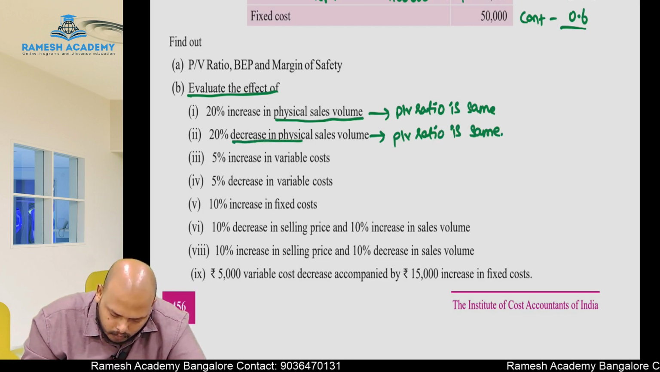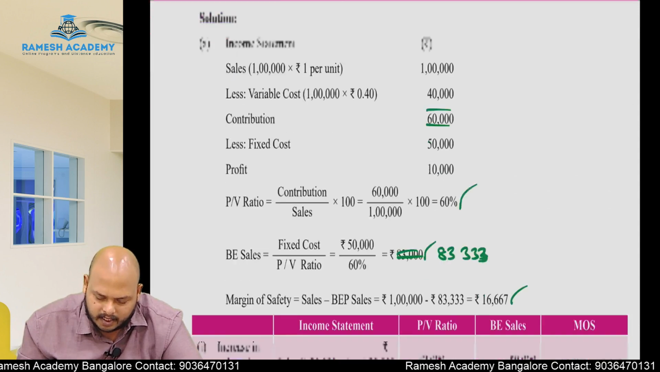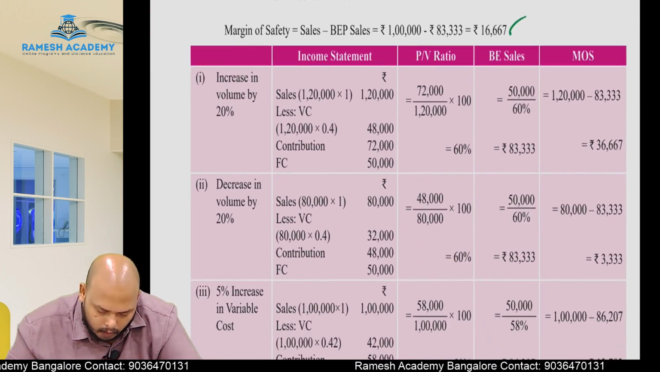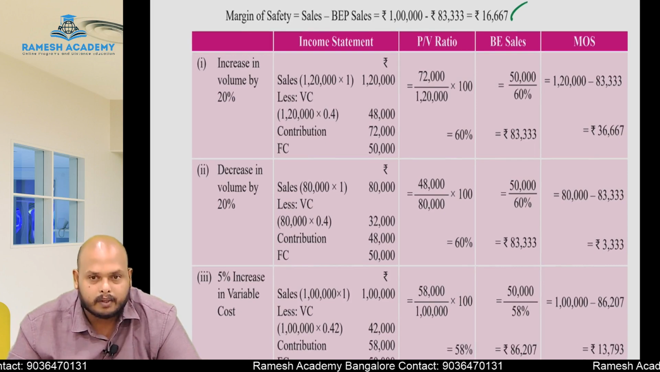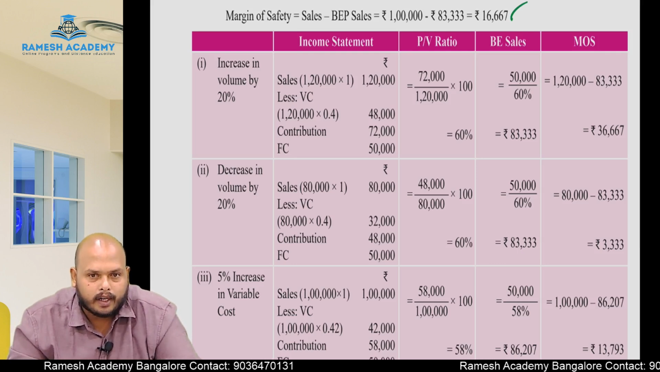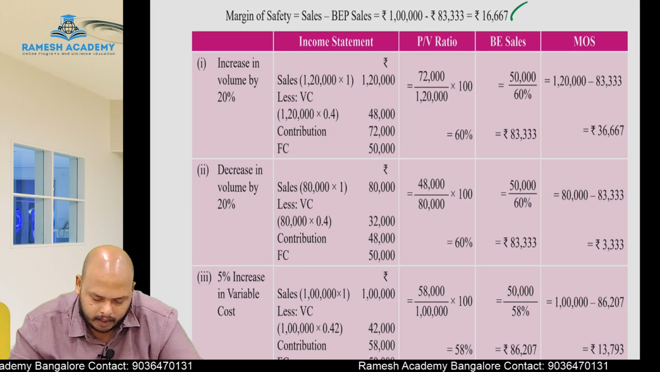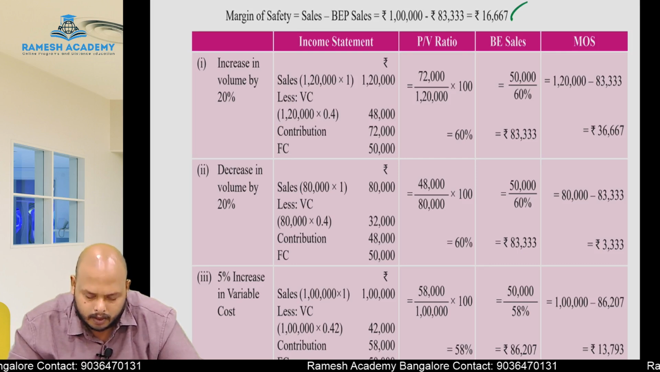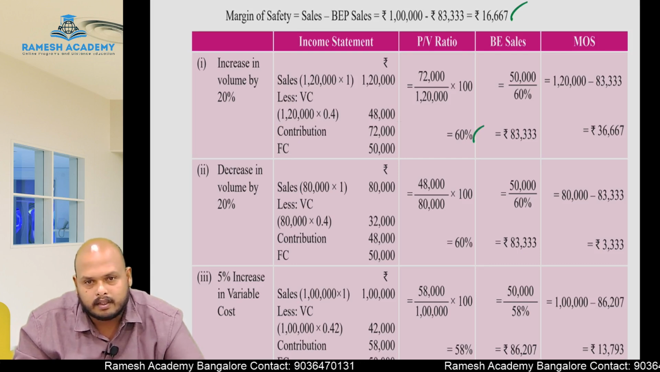Let us see. Already we did this relationship. Again, not required, but still they will do. Let us see. Increase in the volume by 20% means sales quantity is how much? 1,20,000. Sales is 1,20,000 into 1, 1,20,000 minus variable cost 1,20,000 into 0.4, 48,000. Contribution is 72,000. 72,000 divided by 1,20,000 into 100. How much is the PV ratio? 60%. So PV ratio is same.